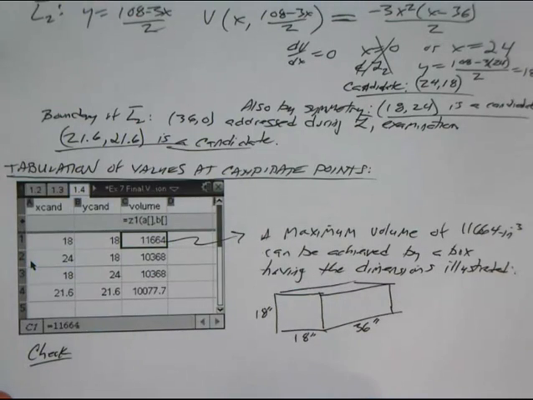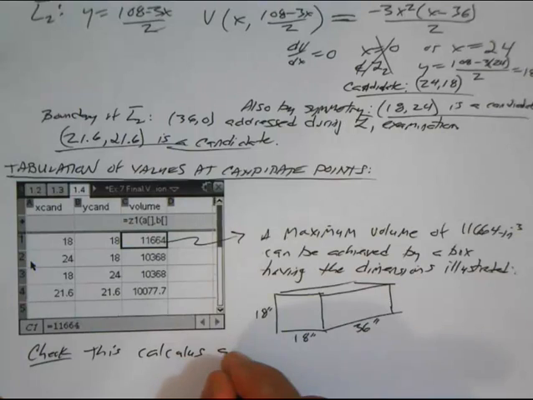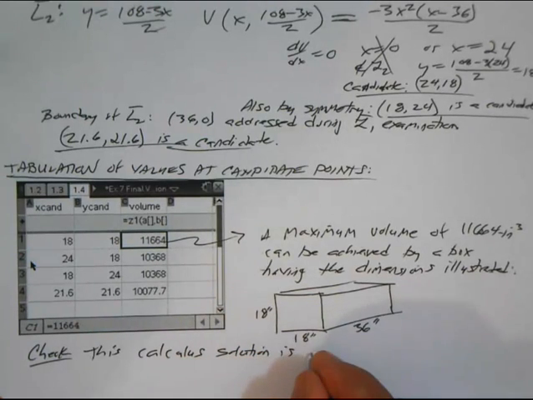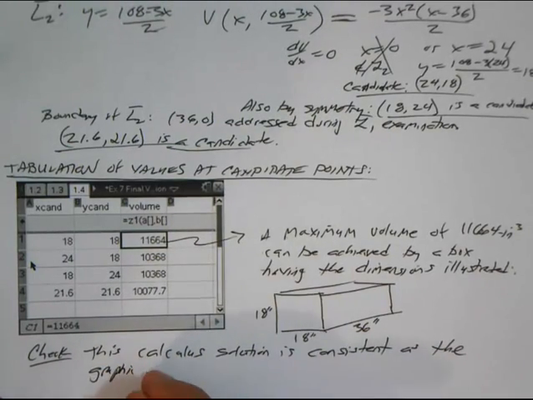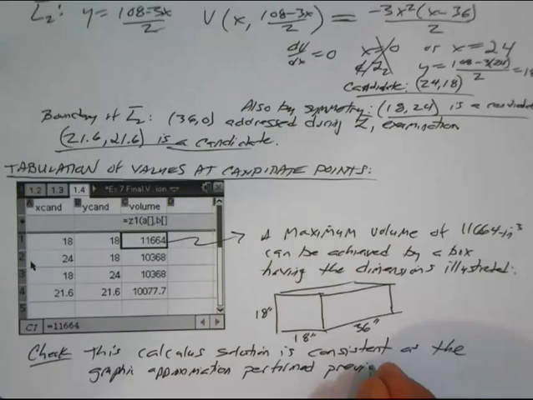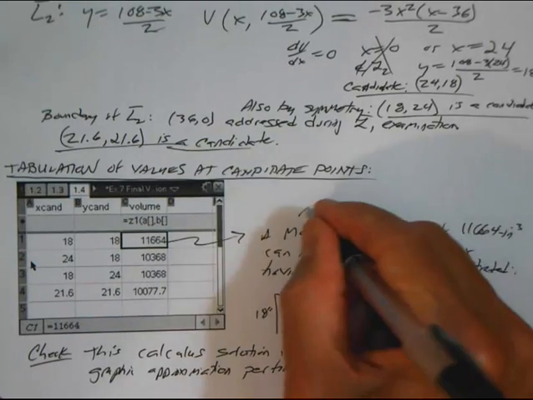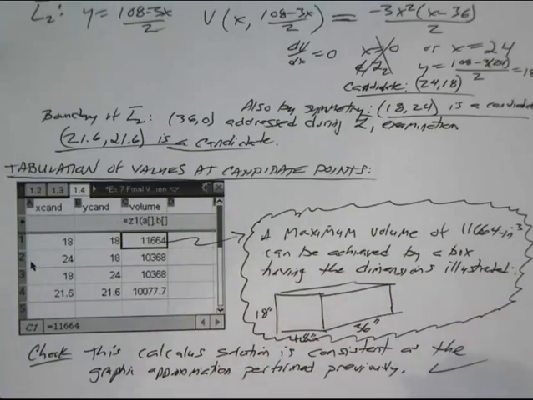And finally, our check on our work here, and that is that this calculus solution is consistent with the graphic approximation performed earlier. So this calculus solution is consistent, that's the exact same conclusion as the graphic approximation performed previously. Looks good. Prominent box on the conclusive statement here, and there we are.